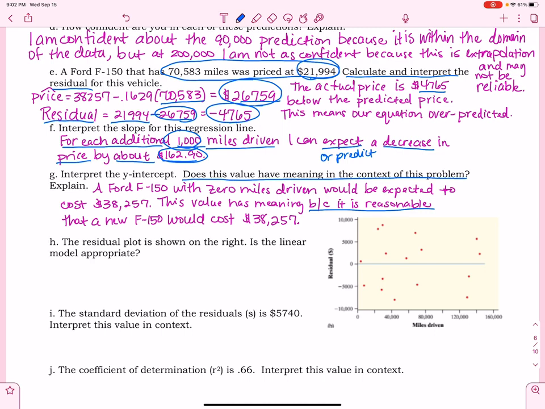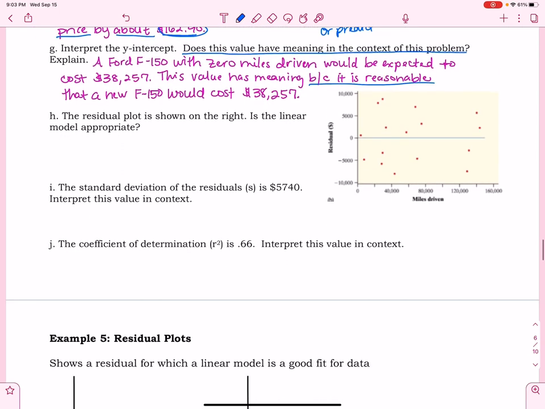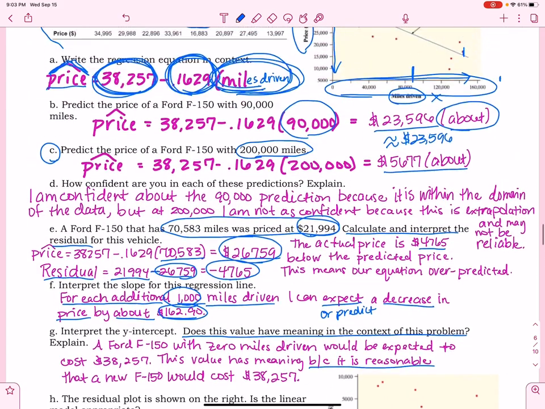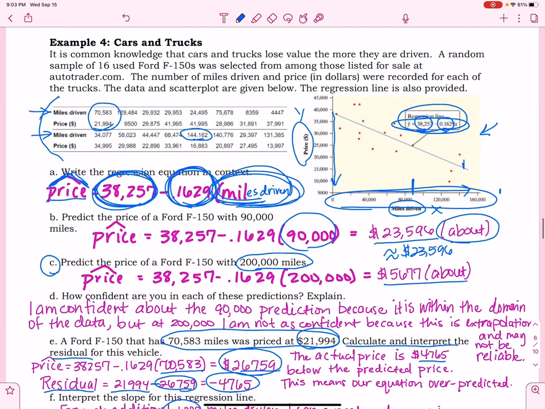$38,257. Okay, we will address the rest of this example in another video because the video is already too long and it doesn't apply to what we did in class with this example. So we will address the rest of it later.